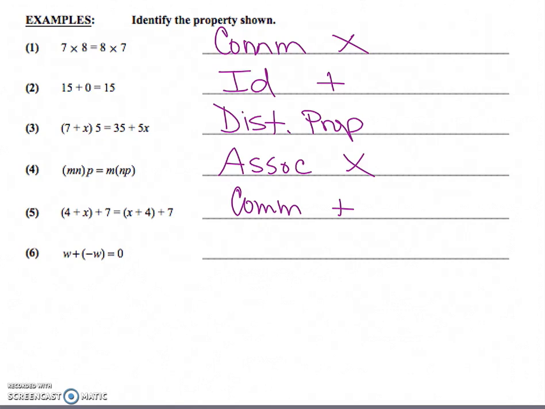And then number 6, we're adding w to negative w. We're adding a number and its additive inverse. So this is the inverse property of addition.